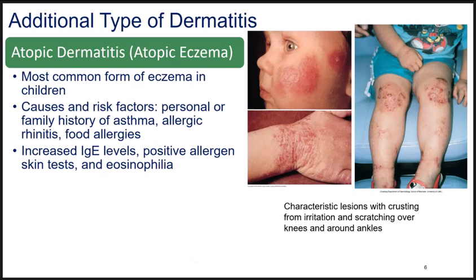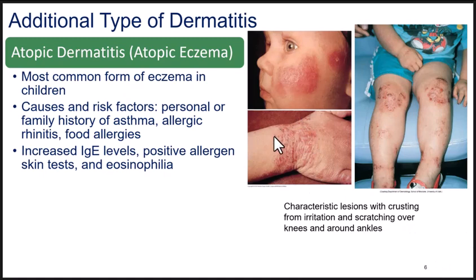Okay, positive allergen skin tests. These can be done usually with an allergist, where they will test common food and other inhalant allergens to see how the person responds. These images show you some of the characteristic lesions and some crusting from irritation where the child is continuing to scratch. And you'll see quite a bit of that around the knees and the ankles and the wrists, and the face are also common locations.